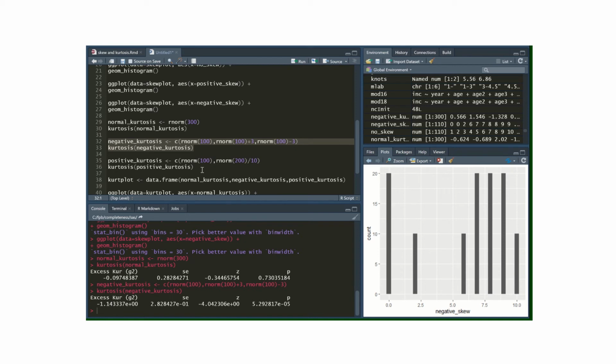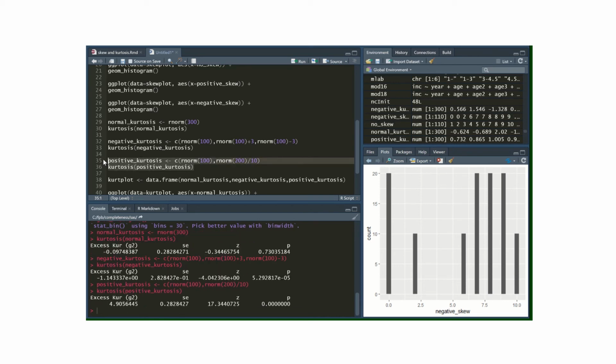And for positive kurtosis, what I want to do is add more data into the center of the distribution. And so to do that, I create 100 random values with a mean of 0 and standard deviation of 1. And then I create 200 more values where I divide that result by 10. So essentially, I'm making the values even closer to 0 than before. And let's see if that gives us positive kurtosis. And indeed it does. Now it's 4.90.